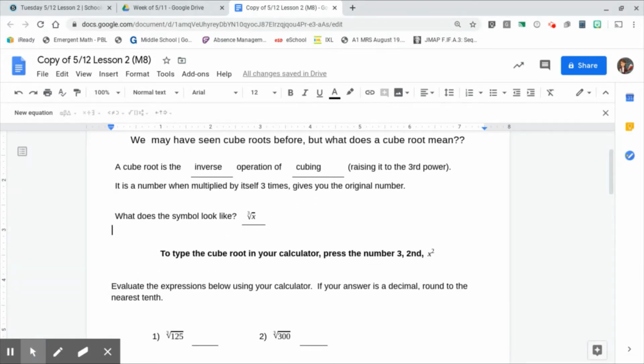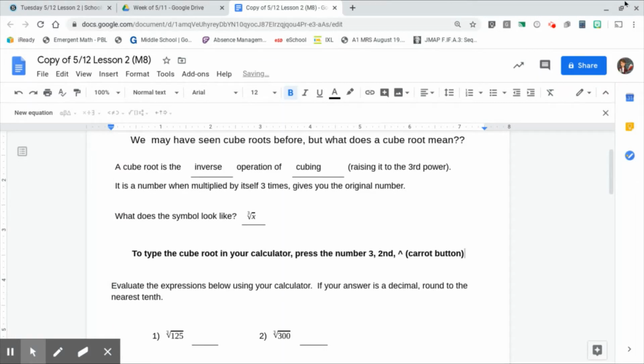So if you have a calculator like the ones we used in class, to type the cube root, you are going to press the number 3, and then you're going to press second, and then you're going to press the caret button, typo right there. The caret button looks like that little arrow key. It's right above the x squared button. That will be fixed by the time you get to your notes.